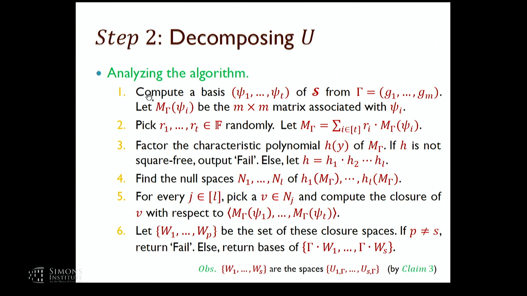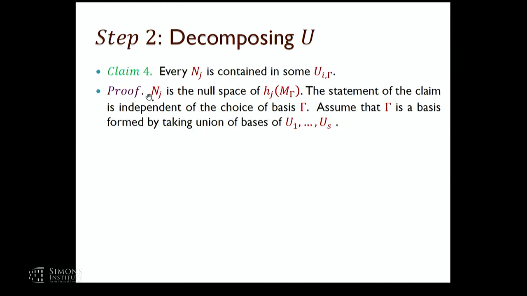Because it's irreducible. That's the third claim: because they are irreducible, you are going to get the whole thing and nothing more, nothing less. So all we are left with is to prove that these null spaces are indeed contained in the UIs. And that would be the end of the talk.